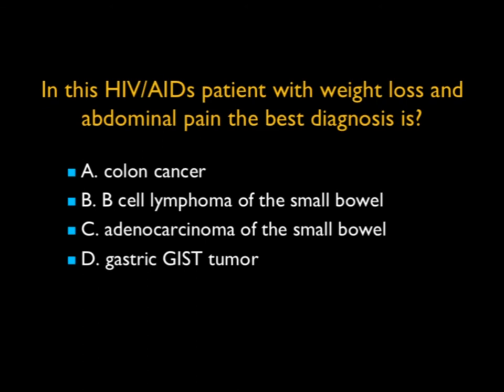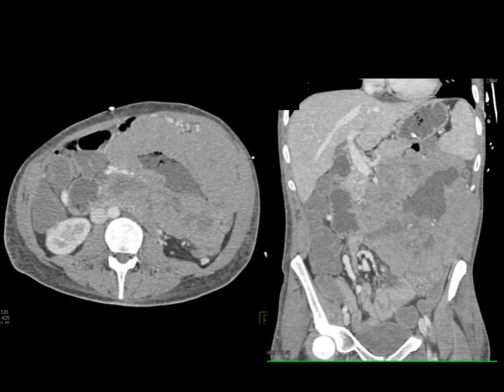This AIDS patient presented with weight loss and abdominal pain, and in fact a palpable mass. What's the best diagnosis? Well, when you look at this, you see a large ulcerating mass in the left upper quadrant. The first thing I'm thinking about is this stomach, is this bowel, is this colon, or is it retroperitoneum? From the coronal view, it does not appear to arise from the stomach. It pushes on the spleen and displaces structures. Now, if you look at it, it's a large, bulky tumor. The low density represents necrosis. It's not a colon cancer.